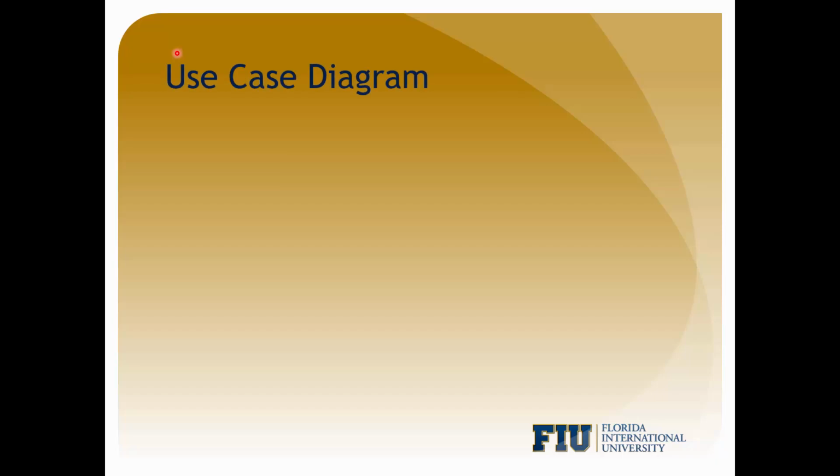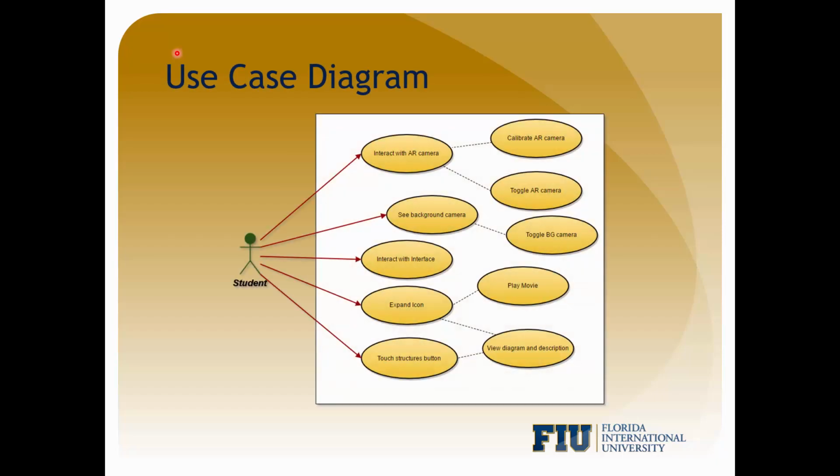This use case diagram basically describes all our user stories. The first one is interact with AR camera. This interaction also encapsulates calibrating the AR camera. If you want to calibrate the model, we can toggle the AR camera if we want the model to stand still or keep moving. Then we wanted students to see the background camera, and we can also toggle this background camera.